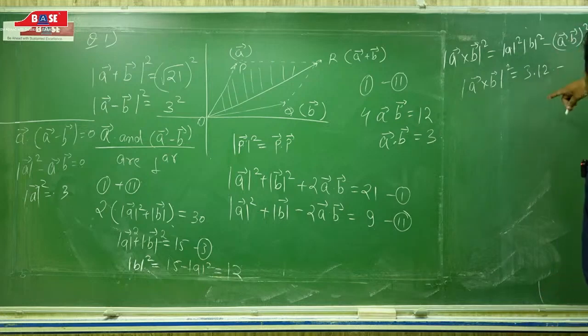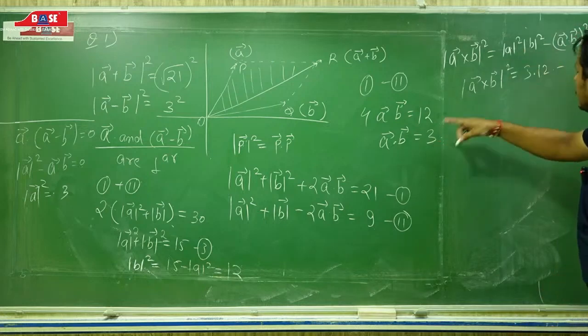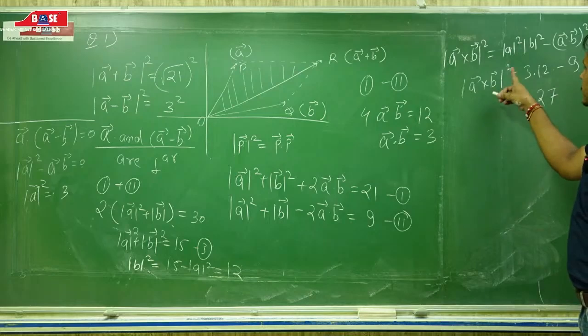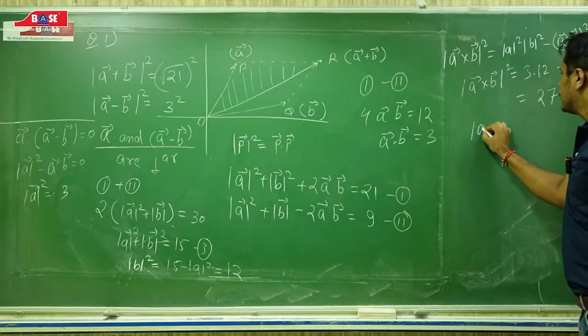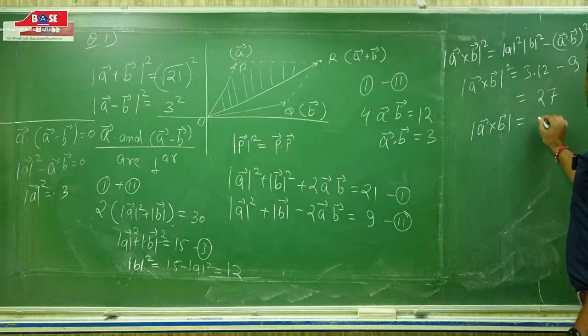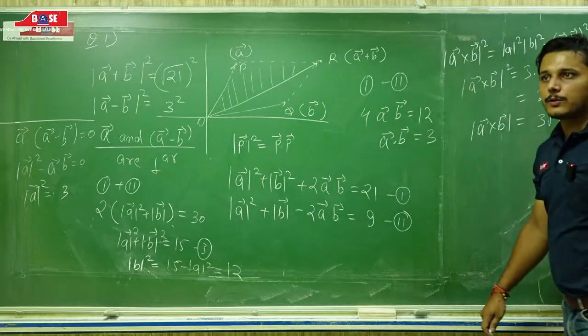And this is a number only, so 9. 36 minus 9, you have 27. So A cross B whole square is 27. Their magnitude is equal to 3 root 3. So this is A cross B.